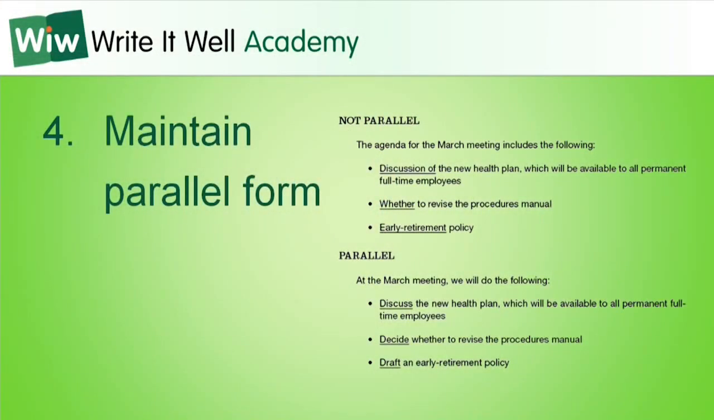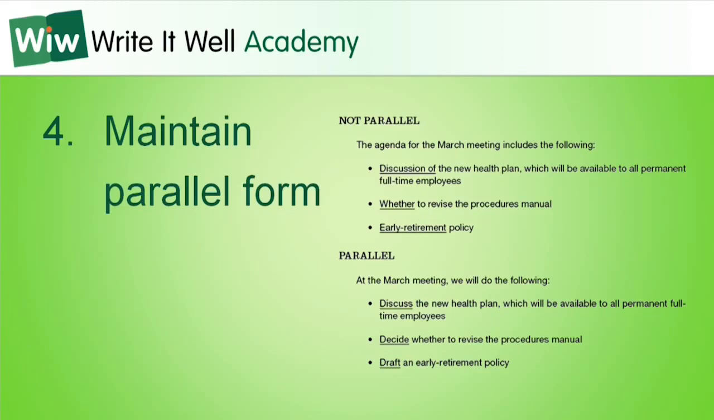The fourth guideline for using lists is around maintaining parallel form. That means that all the items in your list should start with the same type of language. So if you start with a verb, you should start consistently with verbs. And if you start with nouns, you can then start them all with nouns. If you start with verbs, choose the same verb tense.